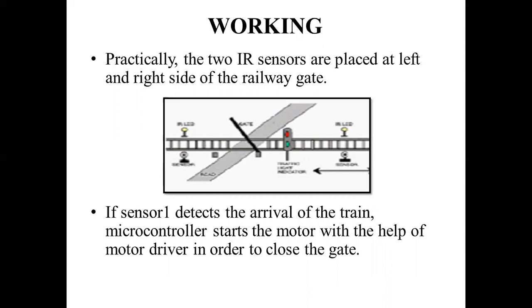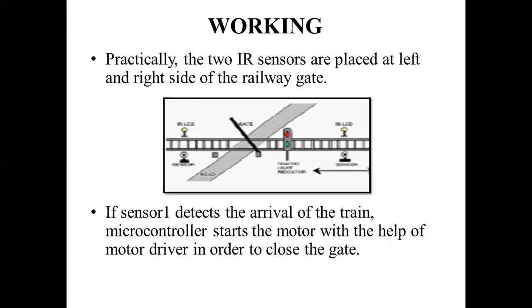As the train approaches the railway crossing from either side, the sensor placed at a certain distance from the gate detects the approaching train and accordingly controls the operation of the gate. Also, an indicator light has been provided to alert the motorist about the approaching train.